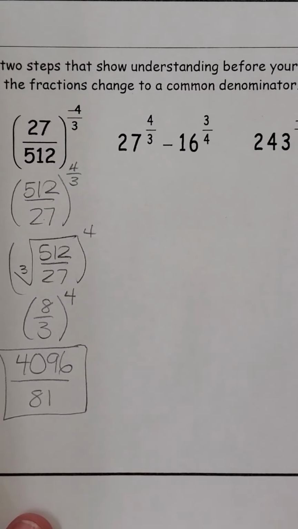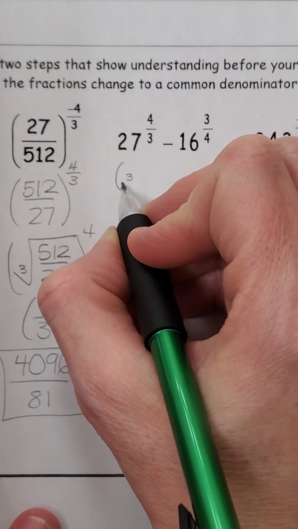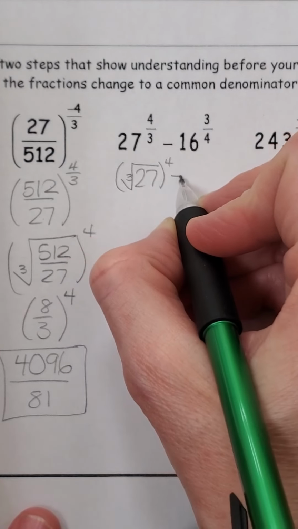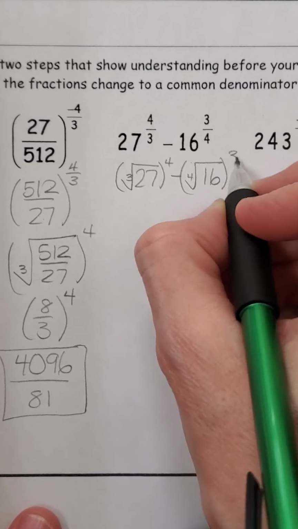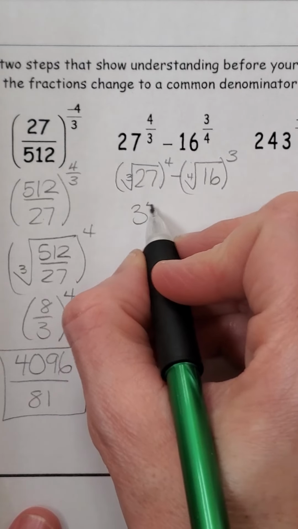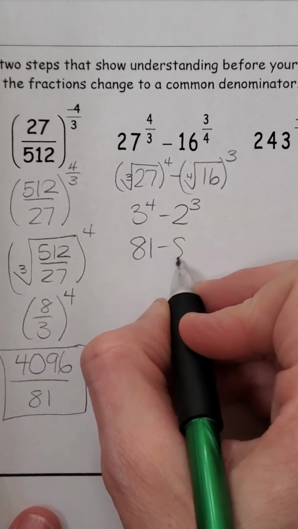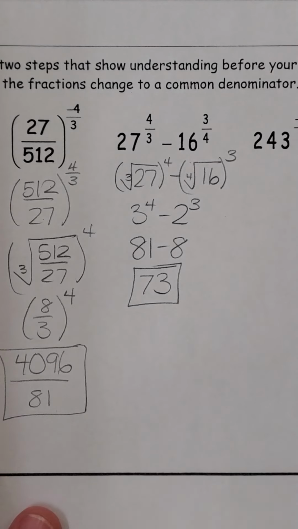And just a couple more practice questions. So 3 cube root minus 4th root of 16 all cubed. 3 to the power of 4 minus 2 cubed. So we have 81 minus 8, which is 73.